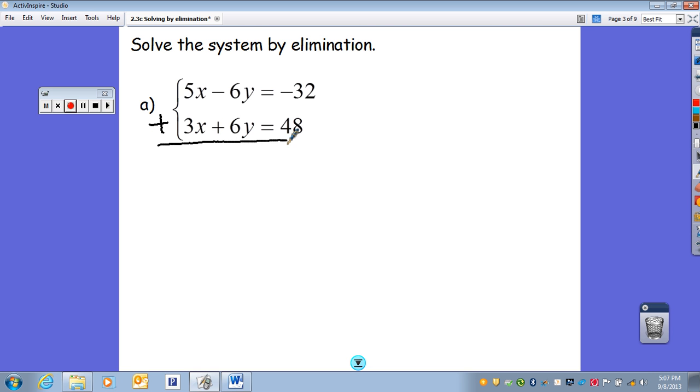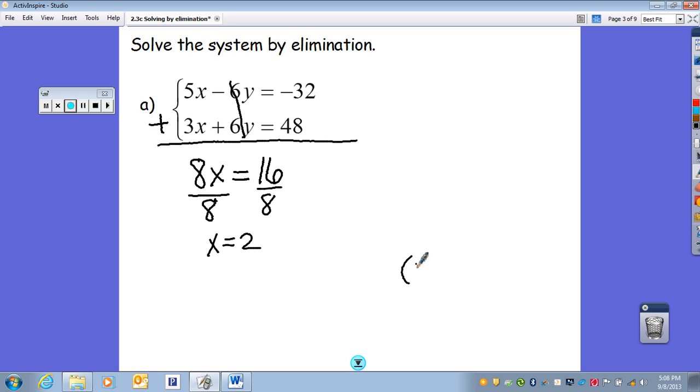So you'll put a big plus sign and line underneath and add them vertically. 5x plus 3x, combining like terms, we have 8x. Negative 6y and positive 6y has a sum of 0. Our goal is to have one of the variables have a sum of 0, so our resulting equation, 8x equals 16, is in one variable. We can solve for x by dividing both sides by 8. x is equal to 2.